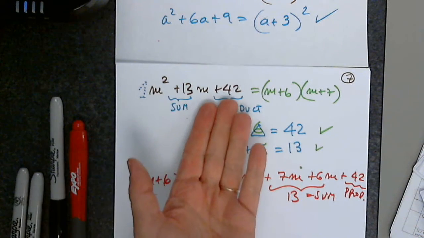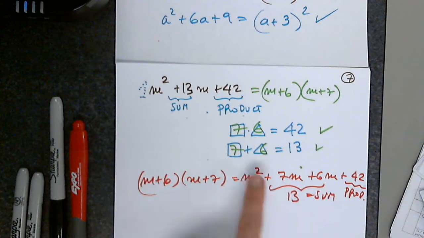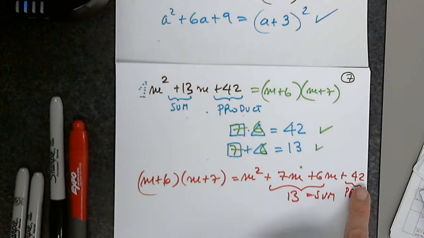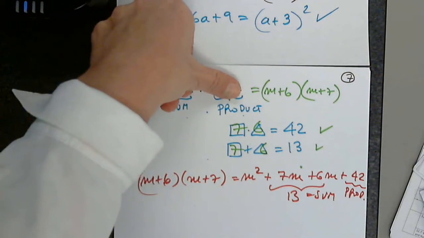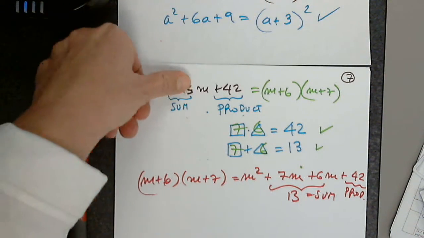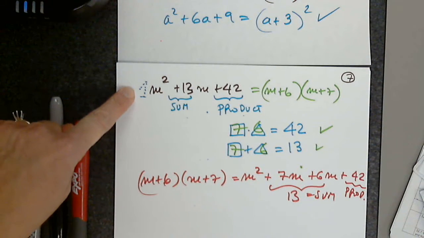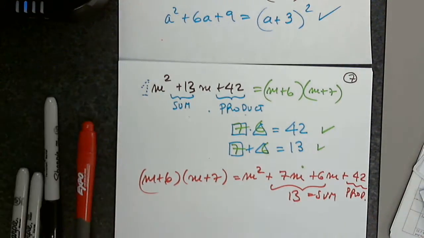So in this trinomial, this is the product and this is the sum. Look how I get 13 to be the sum of the two numbers I'm looking for, 6 and 7, and how I get the product to be 6 times 7. So that's why this is always the case. This is always the product, and this number is always the sum. The sum of the numbers I need is always the coefficient of the middle term, and the product of the numbers I need is always the last term. But this is true only if the leading coefficient is 1. Be very careful. This is true only because the leading coefficient is 1.